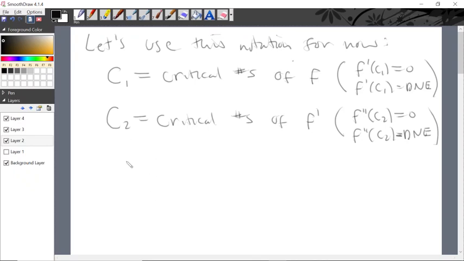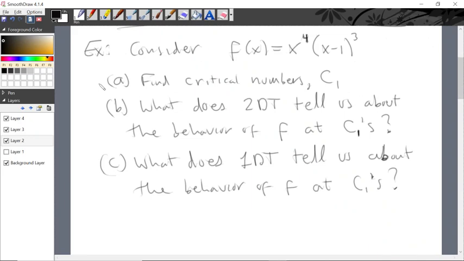All right, let's try some exercises here. Consider first the polynomial function f of x equals x to the fourth times the quantity x minus 1 cubed. A, find the critical numbers. By critical numbers, I mean the C1 values. That's where either f prime of C1 is equal to 0 or f prime of C1 does not exist. Now, this is a polynomial function here.